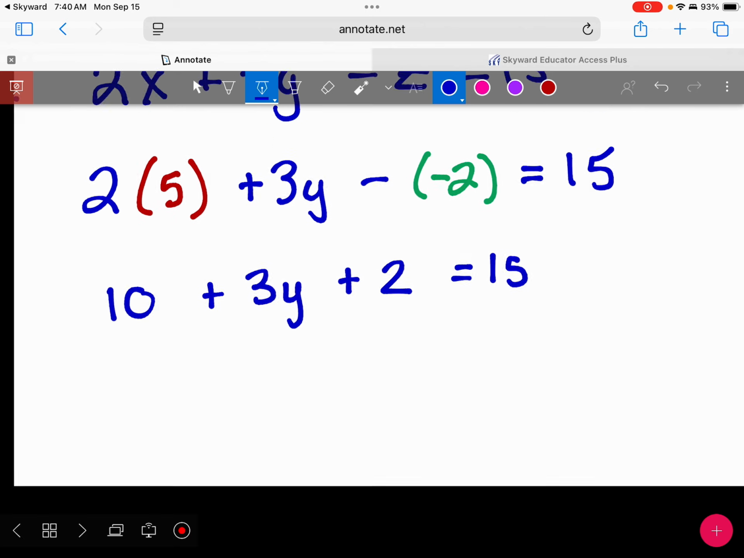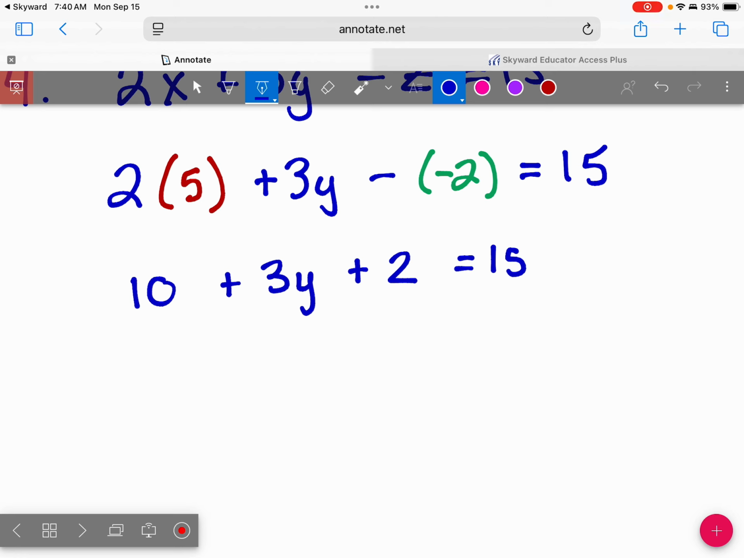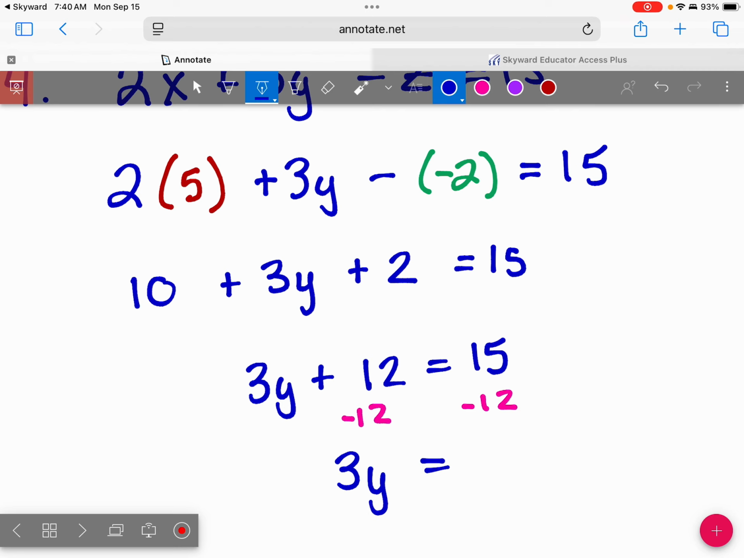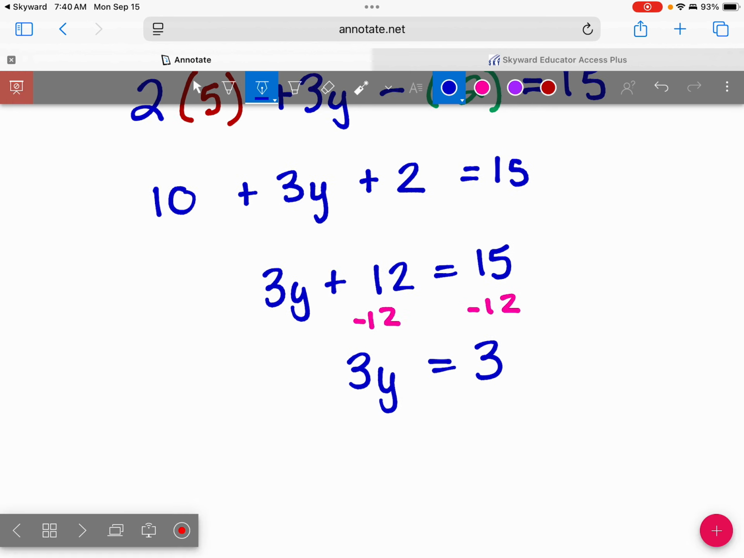So then we could combine some like terms on this left-hand side. So I get my 3y plus 12 equals 15. Does my 10 plus 2 combine together? What do we do next? Subtract the 12. And minus 12, and minus 12. And we're going to get our 3y equals 15 minus 12 gives us 3. So what does our y equal? 1. Because we would divide both sides by 3.